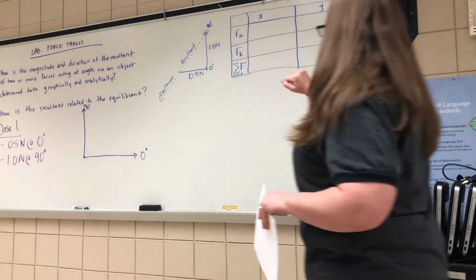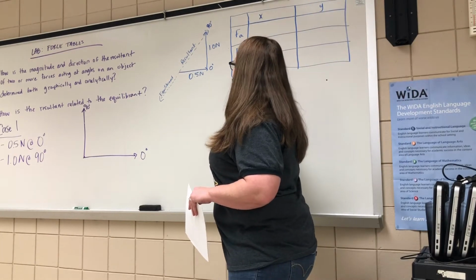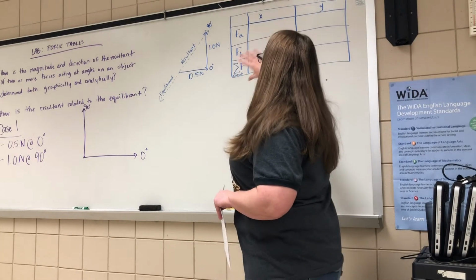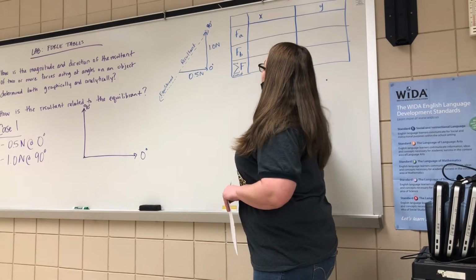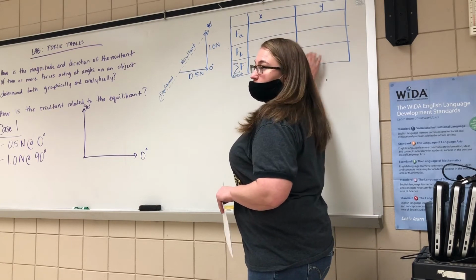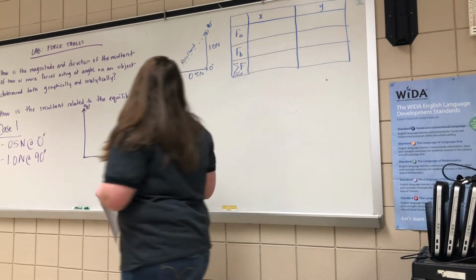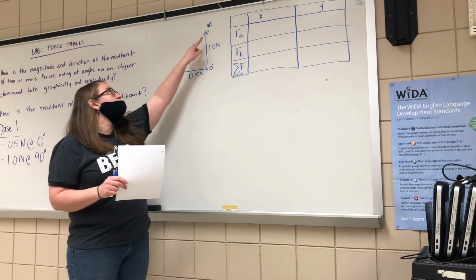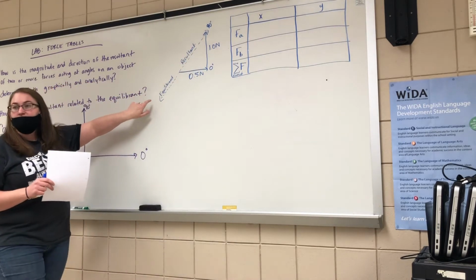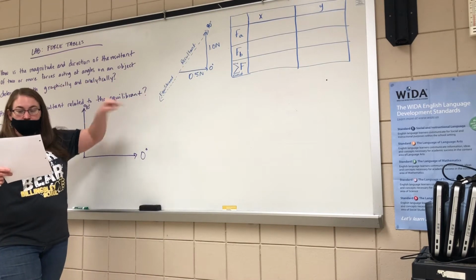Remember that this Greek letter sigma means the sum of. So what we're going to do is get the x for both forces and add them up, and get the y for both forces and add them up. Remember your terminology. Resultant is going this way with these forces. The equilibrant is 180 degrees opposite of that, this way.